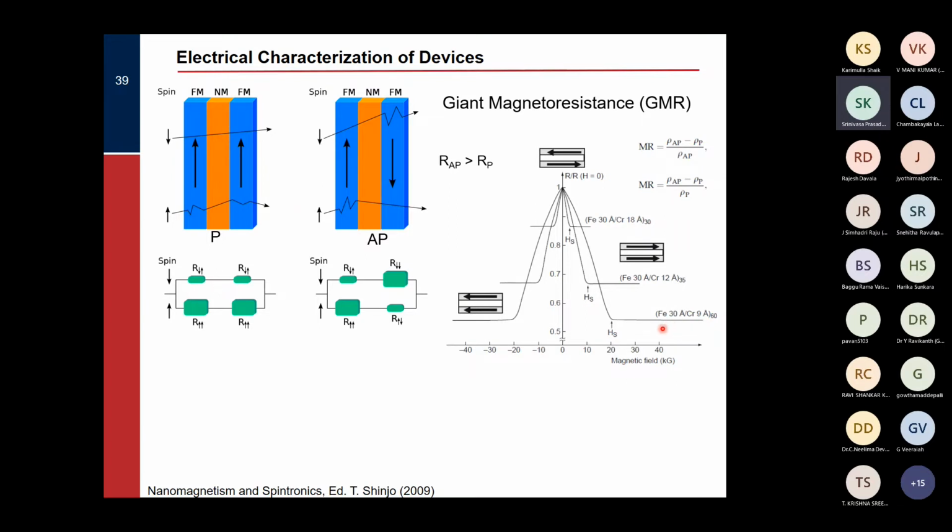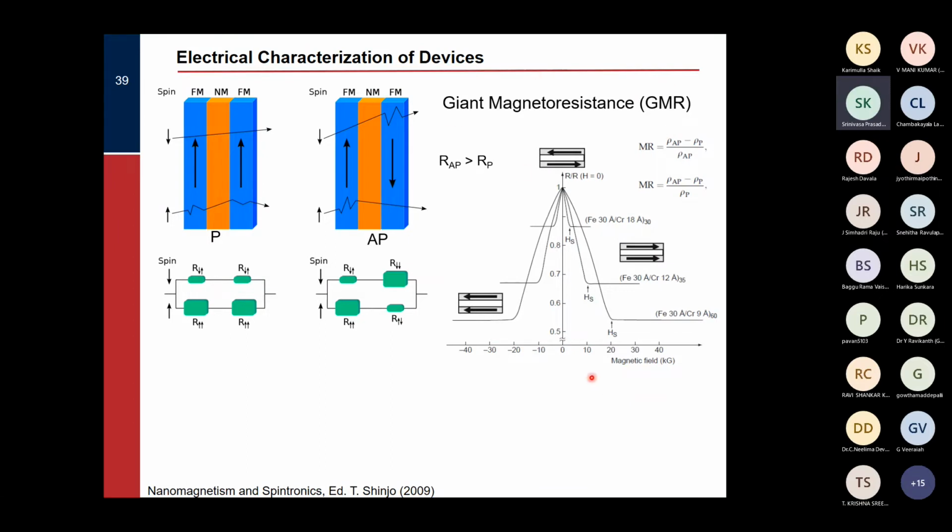So here I can define something called magnetoresistance, that is R antiparallel minus R parallel divided by R antiparallel. So that is the ratio between this resistance and that level. Here, the smaller the thickness of the spacer layer, the higher the resistance ratio between these two levels. So this is called the giant magnetoresistance effect.